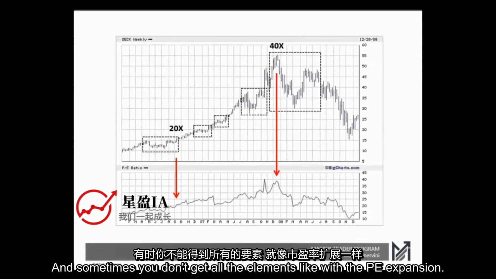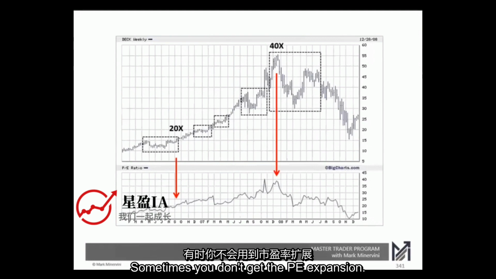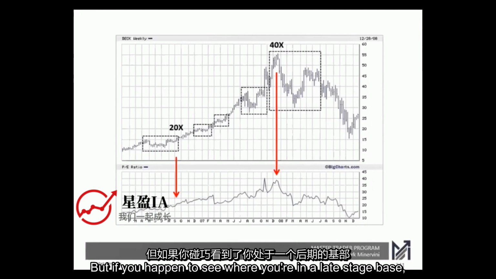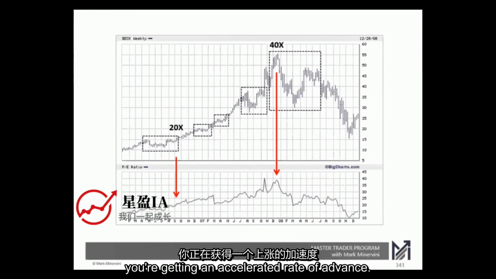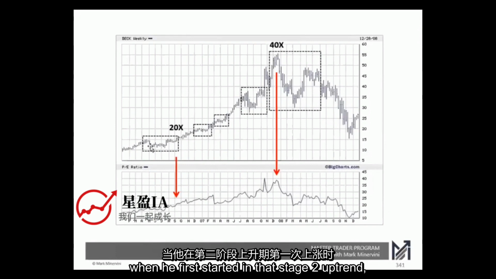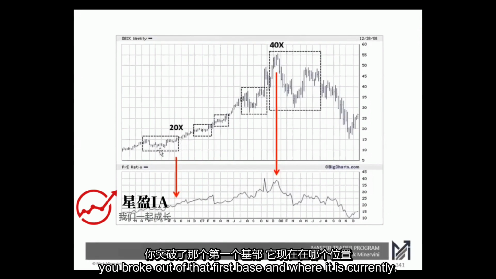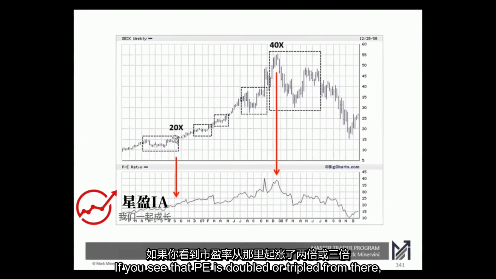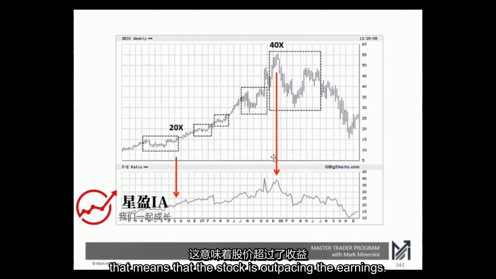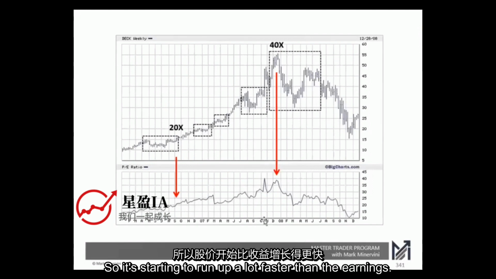Like with the PE expansion, we're going to talk about PE expansion here. Sometimes you don't get the PE expansion. You don't see this. But if you happen to see where you're in a late stage base, you're getting an accelerated rate of advance, and now you take a look at the PE and you look at where it was when the move first started, when you first started in that stage 2 uptrend and broke out of that first base, and where it is currently. If you see that PE has doubled or tripled from there and you're on a late stage base, well, that means that the stock is outpacing the earnings. So it's starting to run up a lot faster than the earnings.